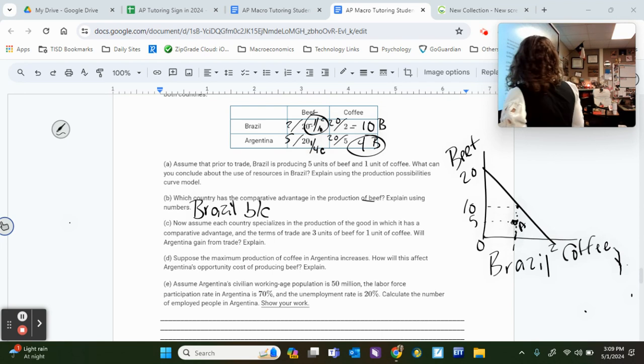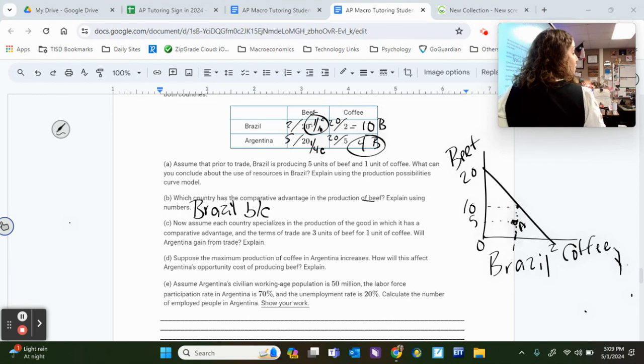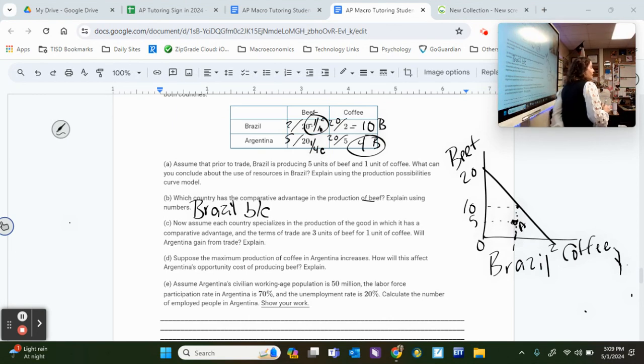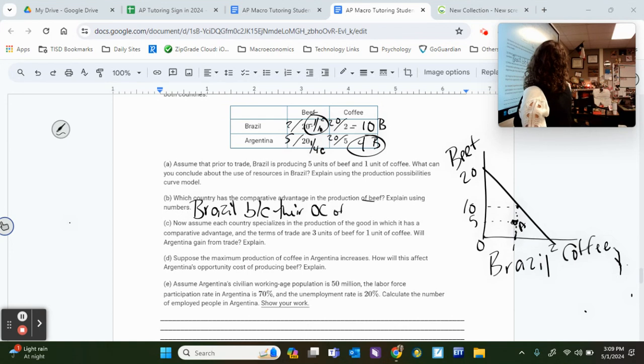Because, and it says explain using numbers, because you can't just say the opportunity cost is lower. A few years ago on the AP test, you could have easily said that for credit. But they're telling you use numbers, so please do. Because their opportunity cost of 1/10 is lower than 1/4.